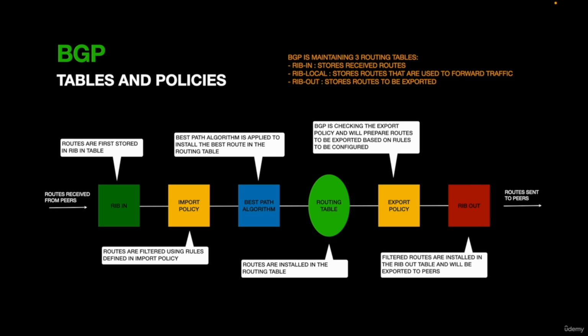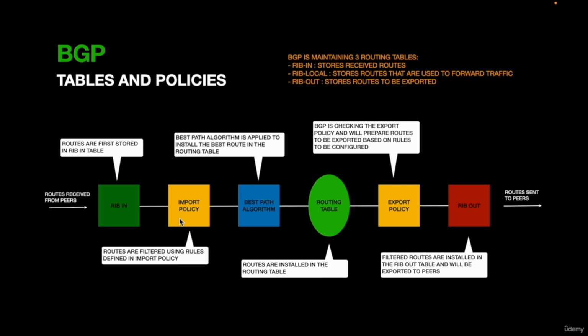BGP is characterized by multiple tables. We can have RIB-in, we can have a routing table, and we can have the RIB-out. Also in this section we'll see how the routes are shared between the peers, and we can observe this image right here. We have some routes received from peers. The routes will be stored in the RIB-in table.